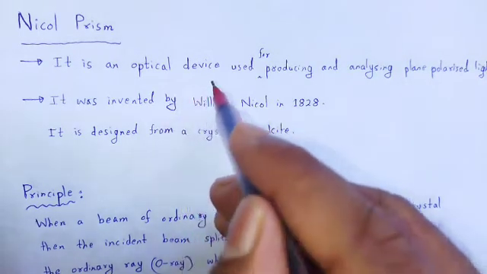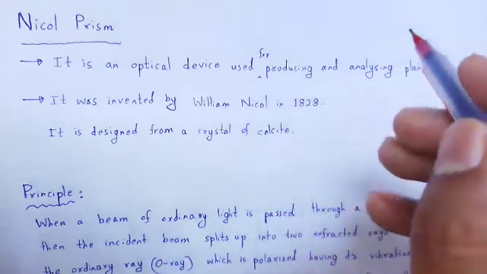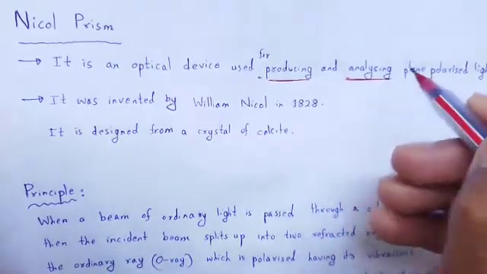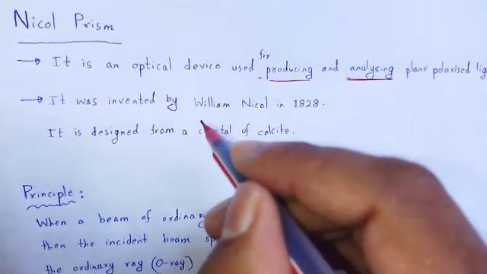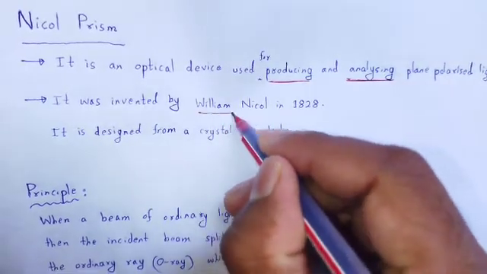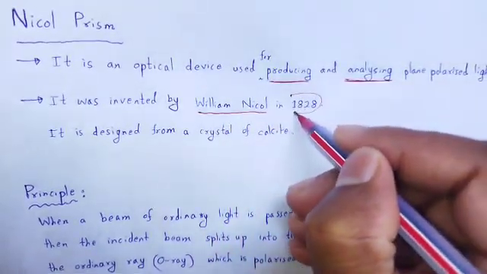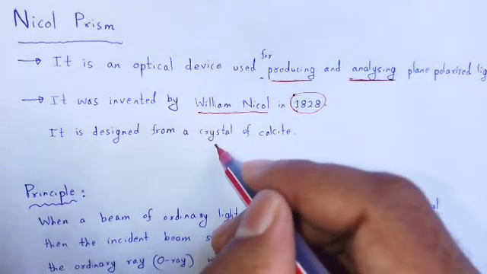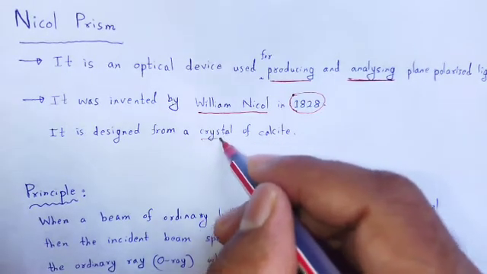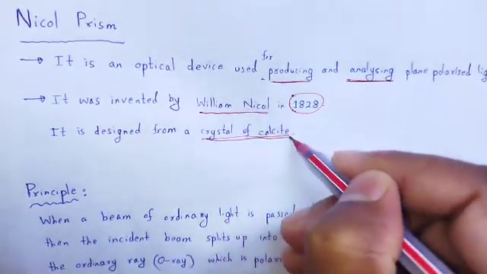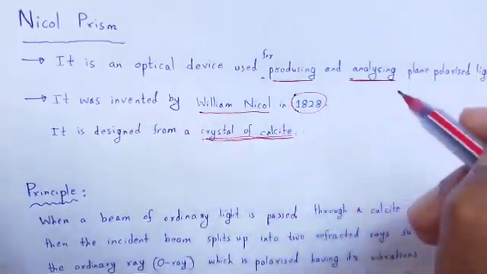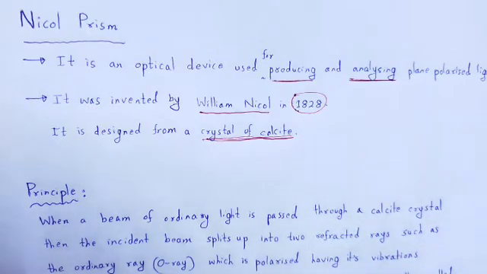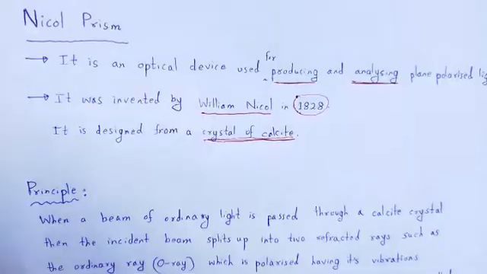Nicol Prism is an optical device that is used for producing and analyzing plane polarized light, and it was invented by the scientist William Nicol in the year of 1828, and it is designed from a crystal of calcite. The construction of Nicol Prism is done by using calcite crystal. Under what principle does Nicol Prism act?